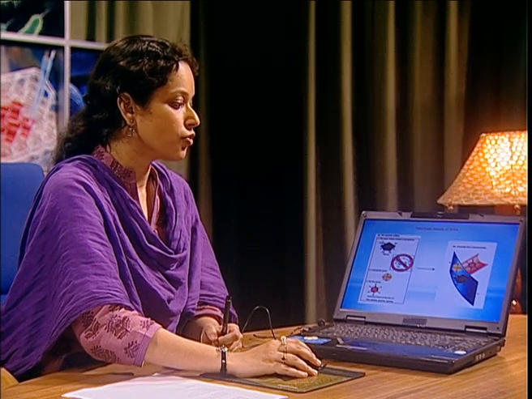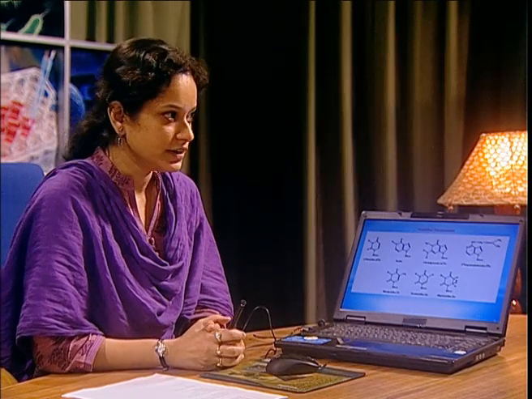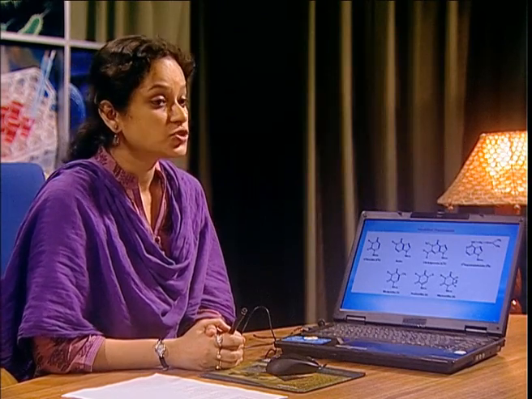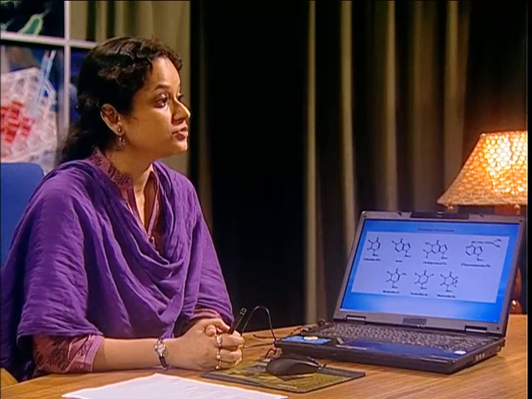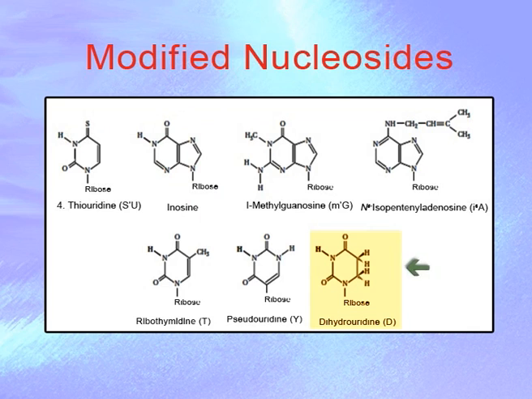Now besides the four bases which we find in RNA, RNA is also known to contain modified nucleosides. Examples of these are inosine, dihydrouridine, pseudouridine, ribothymidine, etc.